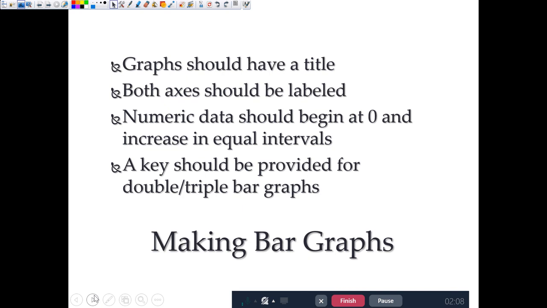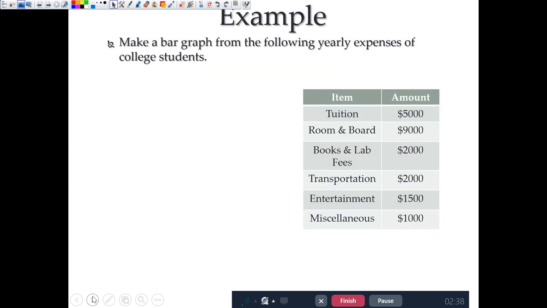And if we're creating a double or triple bar graph, then you need to provide a key. For example, if we were doing eye colors, we would have brown, blue, hazel, green, other, and that can be broken down into boys and girls, or whatever. Those would be 2 separate bars, but they would both go underneath brown eyes, okay? And then you'd have to provide a key in the graph on which ones are the boys and which ones are the girls, okay?